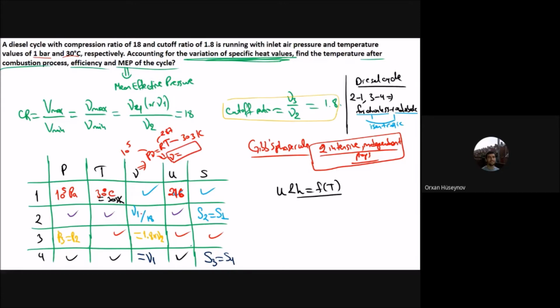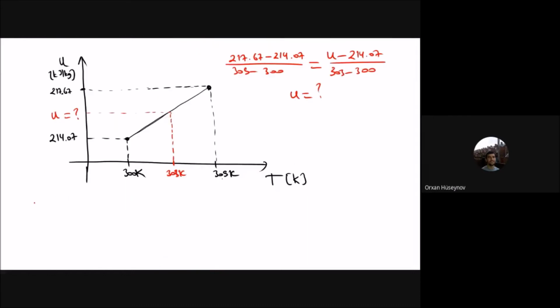Now comes the second stage. The volume divided by 18 will give you the specific volume for state 2. Now the entropy value, which is the difficult part for you. Let's solve the entropy for state 2, S2 divided by S1.